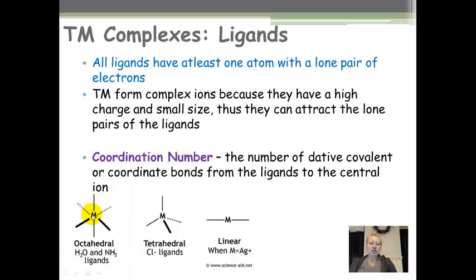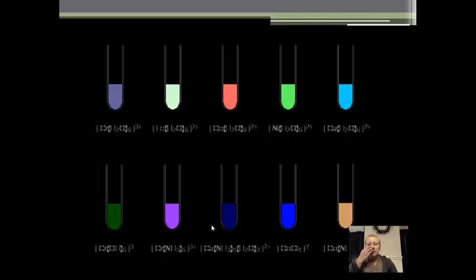Here, for example, if we have a metal with 6 ligands attached to it, that's an octahedral shape, and it has a coordination number of 6. Here we have a tetrahedral shape. We have a metal with 4 ligands, so the coordination number would be 4. In linear, the coordination number would be 2. And here's an example that shows that, depending on the transition metal and the number of ligands and the type of ligand, you get all these beautiful colors.